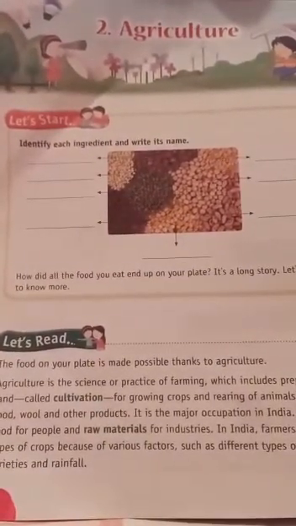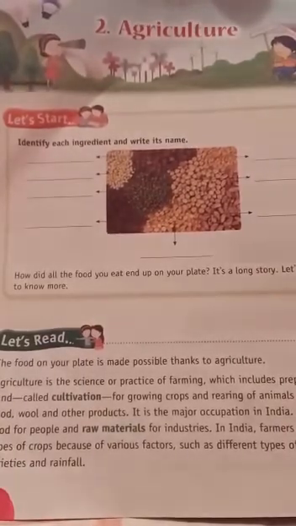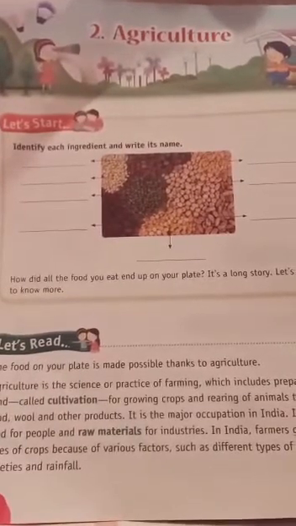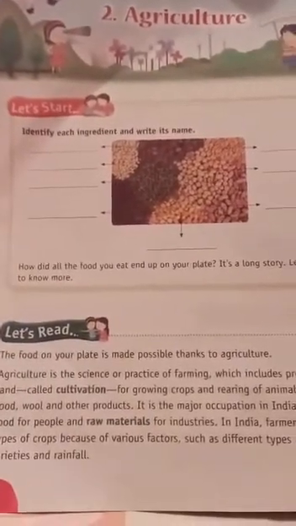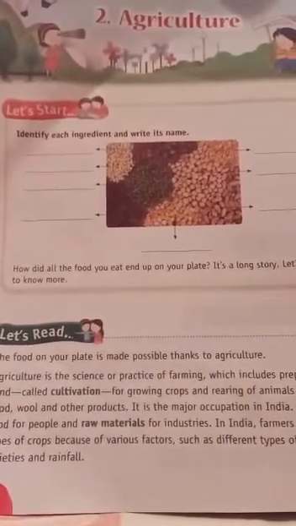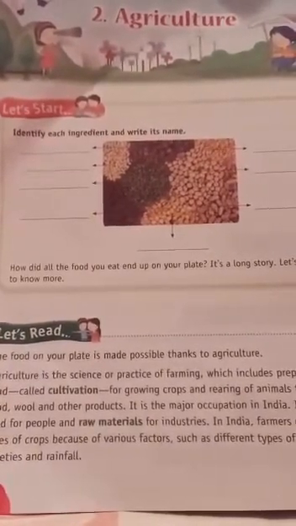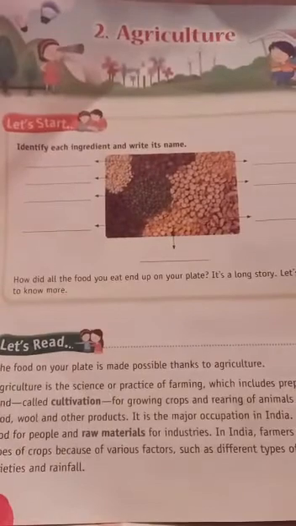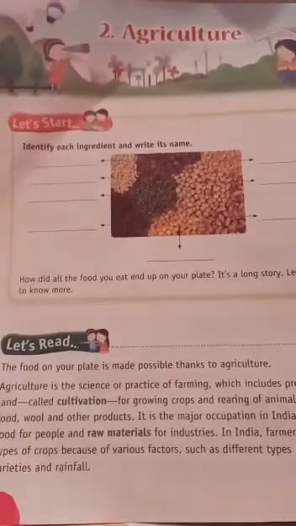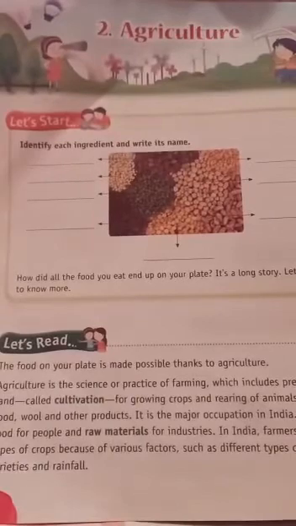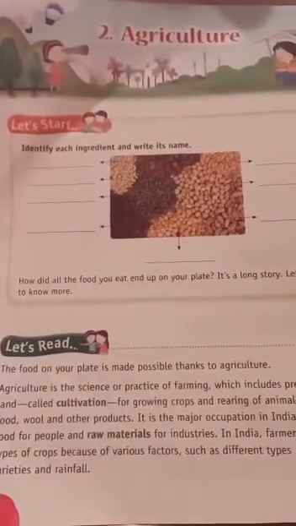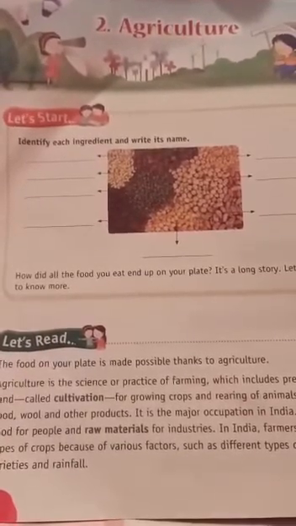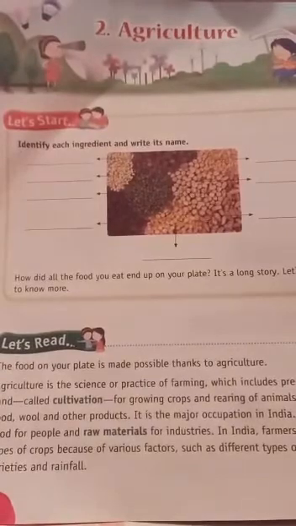Agriculture is the science or practice of farming. As we can learn, India is a primary agricultural country, and about 70% of India's population depends on agriculture. So we should thank agriculture for making it possible for us to eat food. Agriculture includes farming, horticulture, livestock, rearing of animals, fishing, and forestry.